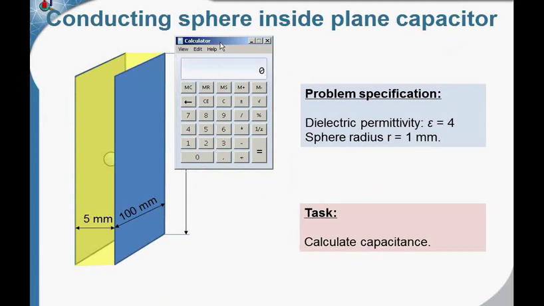In the analytical solution, I should multiply the electric permittivity of the dielectric by the electric permittivity of free space, multiplied by the plate area. 100 by 100 millimeters will be 0.01 square meters, and divide by the distance.